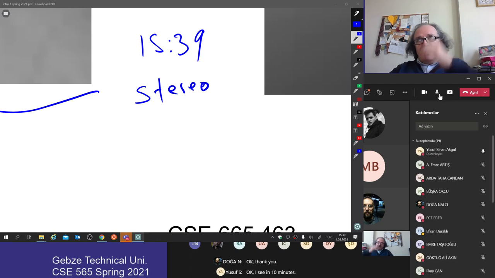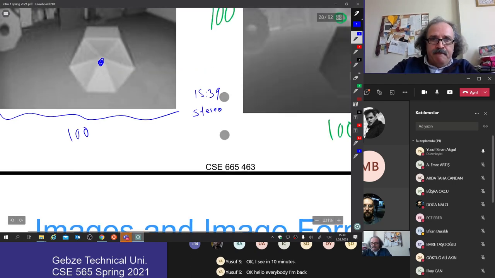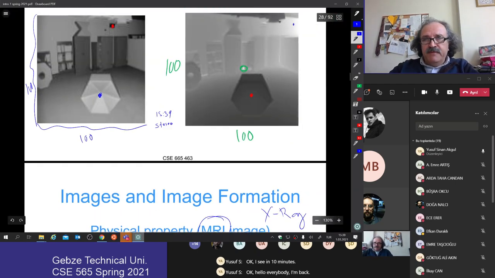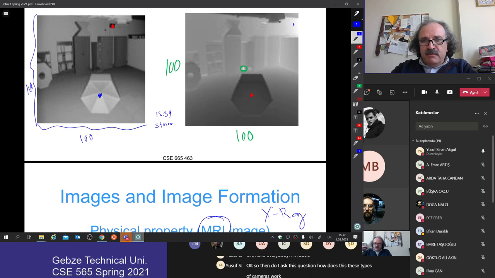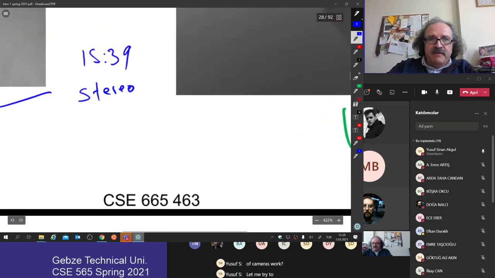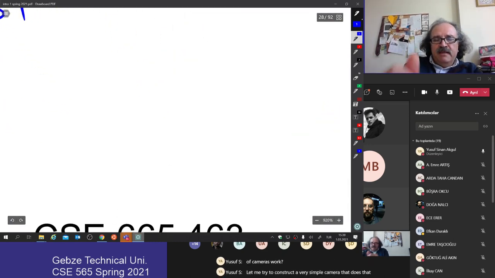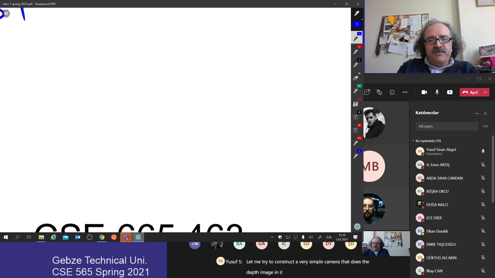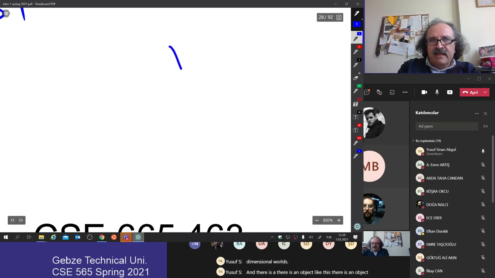Okay, hello everybody, I am back. Doğa has asked this question, how do these types of cameras work? Let me try to construct a very simple camera that does the depth imaging. Let's say instead of a 3D world, we have a two-dimensional world. And there is an object, a rectangular object, okay.